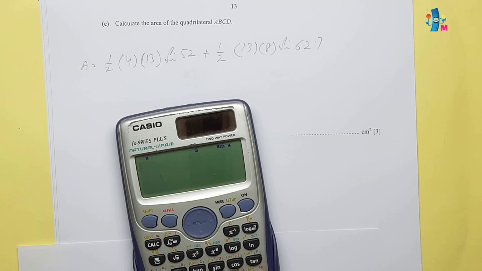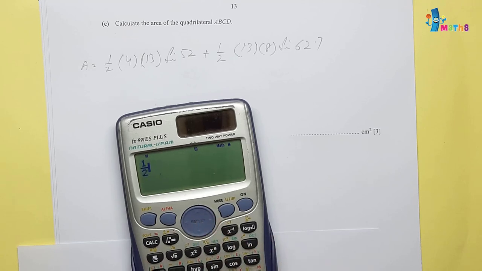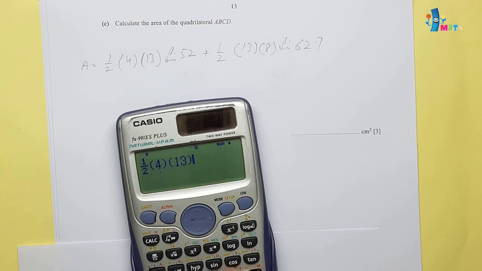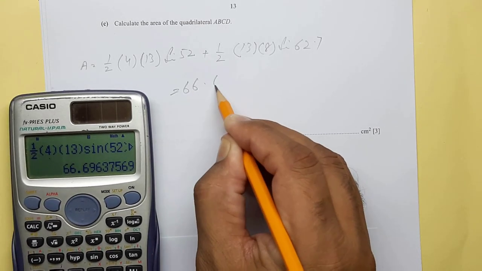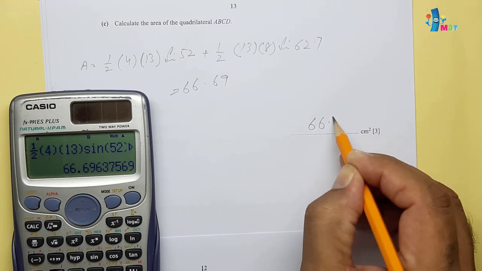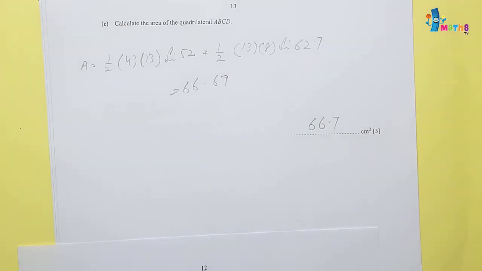And what we will do, 1 divided by 2 into 4 into 13, and sine of 52 will be added to 1 over 2 into 13 and again into 8, and sine of 62.7, and this will be equal to 66.69. So we can write 66.7 centimeter square. Unit is already mentioned. So this question is over.